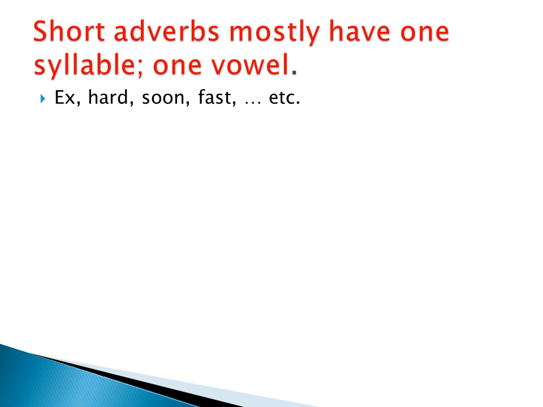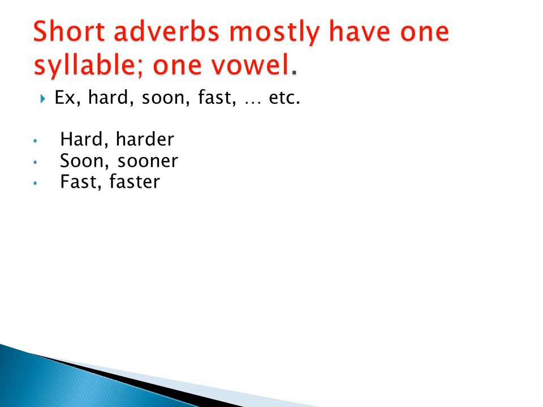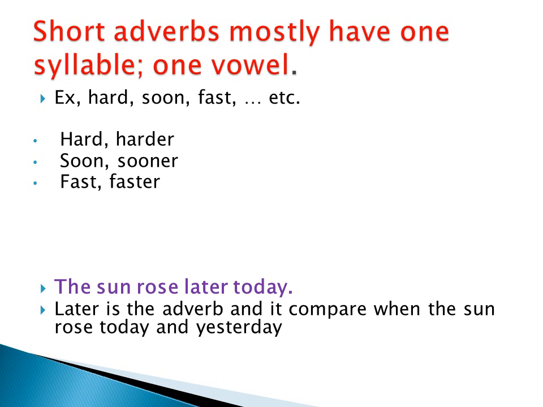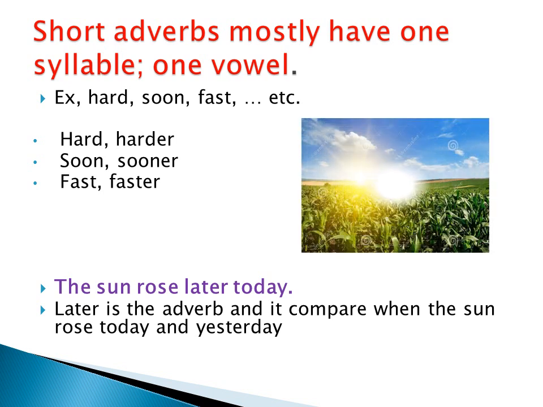So how to compare the short adverbs? What do we add? As we did before, we add er if we are comparing two actions. Hard, harder, soon, sooner, fast, faster. So the sun rose later today, and later is the adverb, and now we are comparing two actions, the sun rising today and yesterday. So the adverb is late. We drop the e and then add er to the adverb.